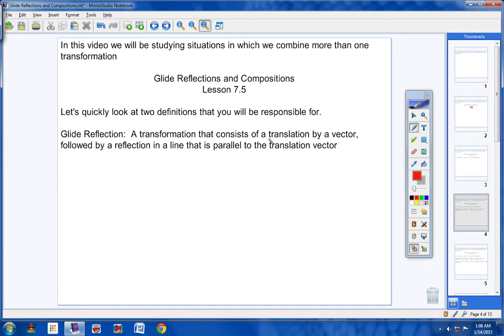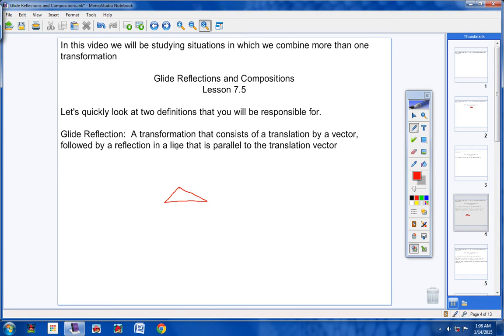It consists of a translation. That means you take an object and you move it left, right, up, or down. And then after you do that, you reflect it in a line that is parallel to the translation vector. Now, to me, that's a really hard definition to understand. So let me show you what I mean, okay? Here's a triangle. Now you can take notes on this or just watch. It's up to you, okay? I would encourage you to take notes.